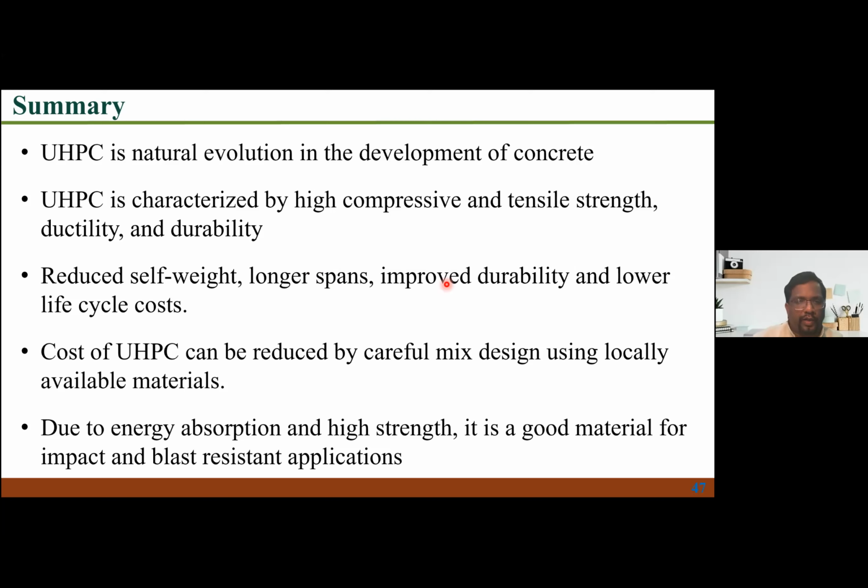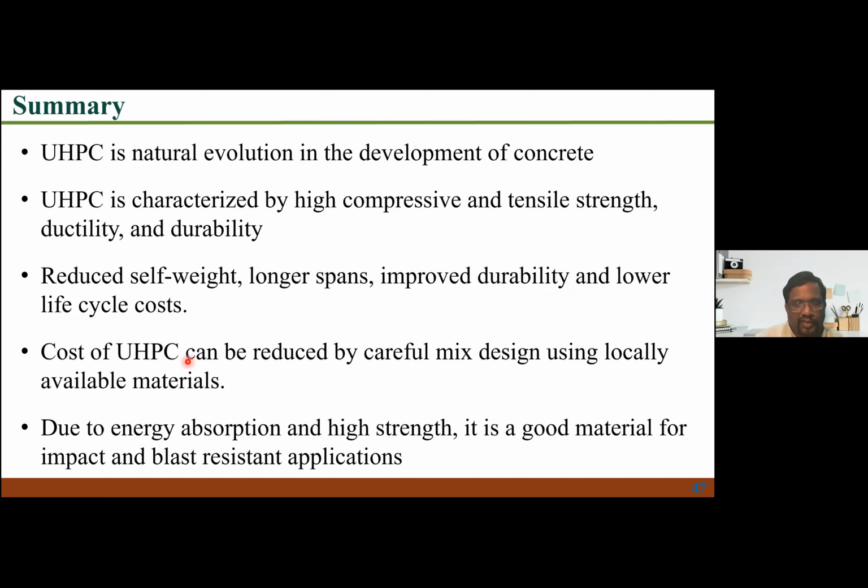And because it's a very densified mix, it does not let chloride or other deleterious substances or even water permeate and reach the level of steel or rebar. So you end up with very good durability, and you also have lower life cycle cost. And the cost of UHPC can be reduced by careful mix design using locally available material.